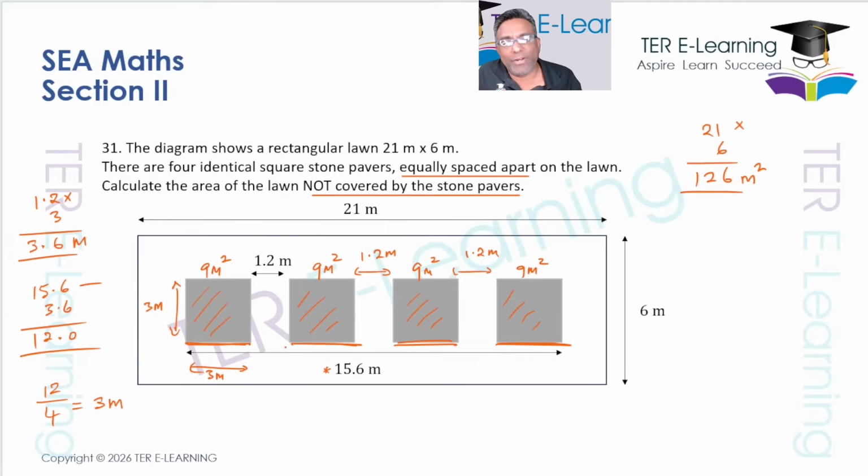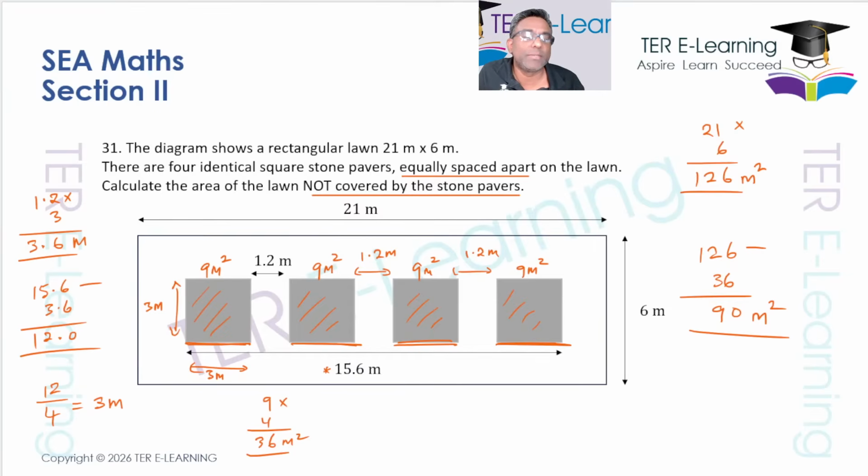So the total area of all the stone pavers will be 9 multiplied by 4, because you have 4 of them. And that's 36 meters squared. So all I need to do is take the area of the whole shape, which is 126, and minus 36. So 6 take away 6 is 0. 12 take away 3 is 9. So our answer here is going to be 90 meters squared.